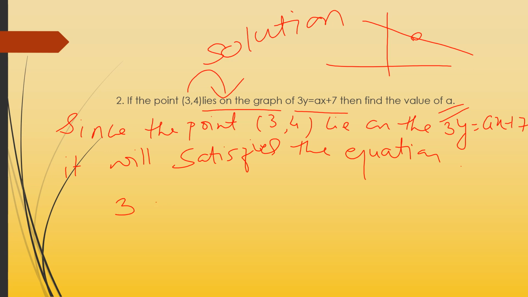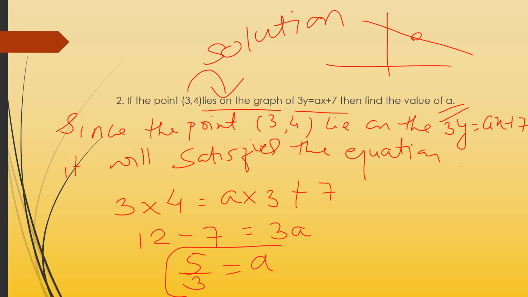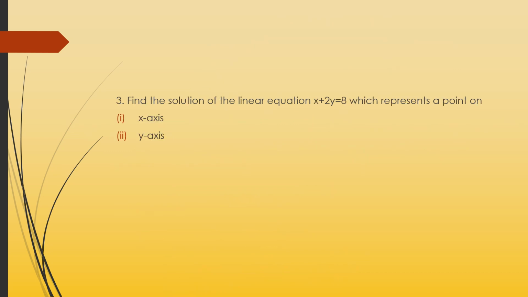The value of y is 4, which is equal to a into 3 plus 7. So 4 minus 7 is equal to 3a. So 12 minus 7 gives you 5, and when you bring 3 here, 5 by 3, the value of a is 5 by 3. Here is your solution of question number 2.